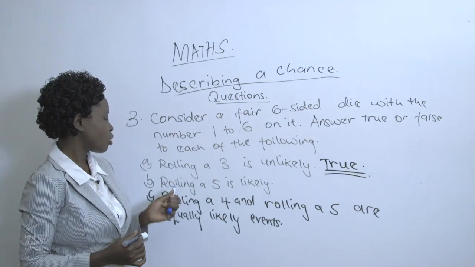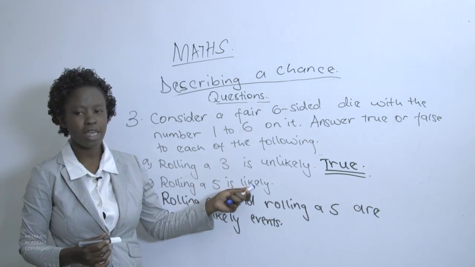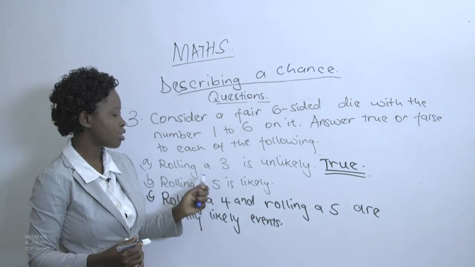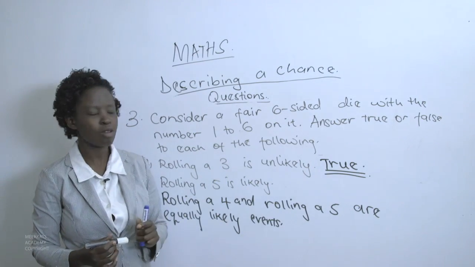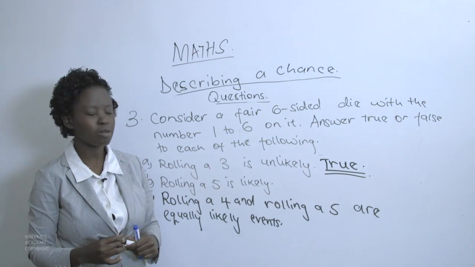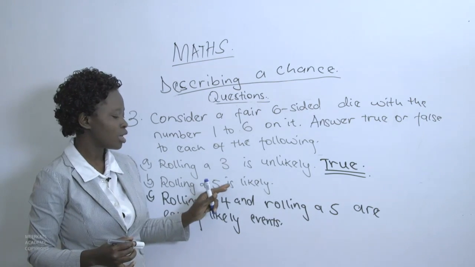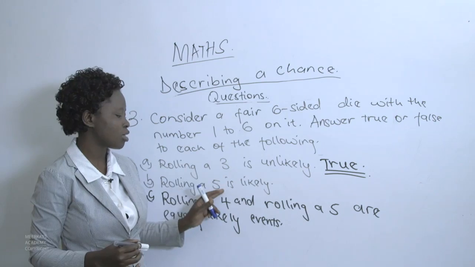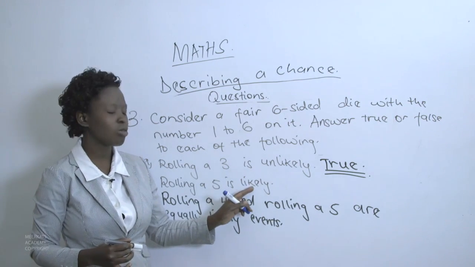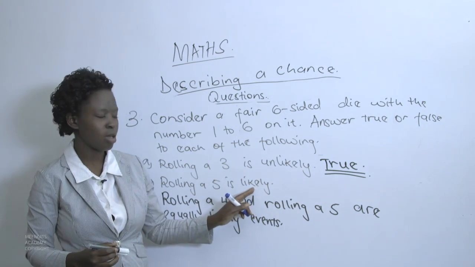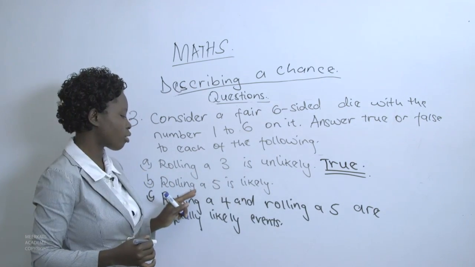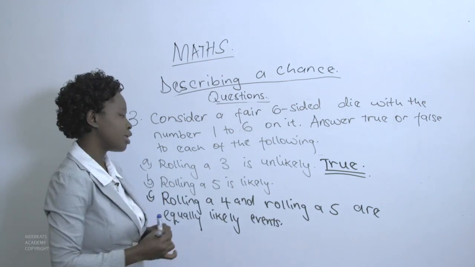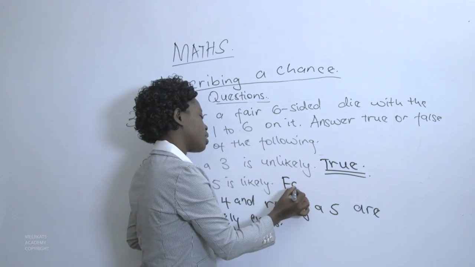The second statement we are having is: rolling a 5 is likely. If, in the first case, getting one specific number is not that possible, it is not automatic, then the chances of getting the 5 are not very high. We have very minimum chances of getting the 5, so using the term likely is wrong. So the statement rolling a 5 is likely is a false statement.